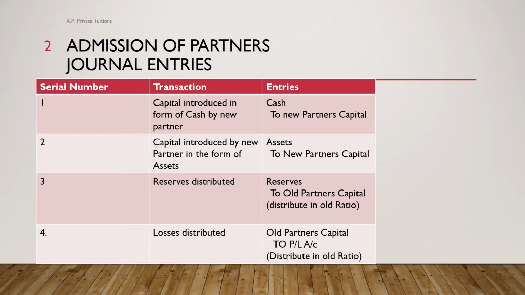Because the real account rule says debit what comes in. And who's bringing that? The new partner is bringing. So our entry is cash account debit to new partner's capital. Second, assets account debit to new partner's capital.